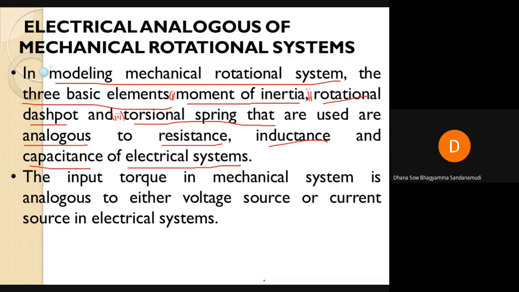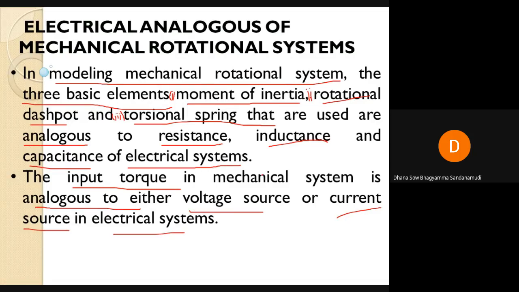In the mechanical translational system, the input was the force. For the electrical system, the input was the voltage or current. When it comes to the mechanical rotational system, the input is the torque. So analogous to the input of the mechanical system, in electrical form, the analogous will be voltage source or current source.